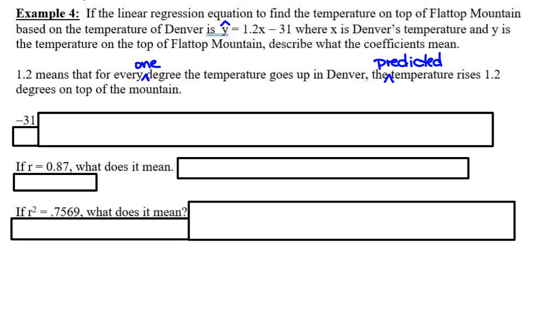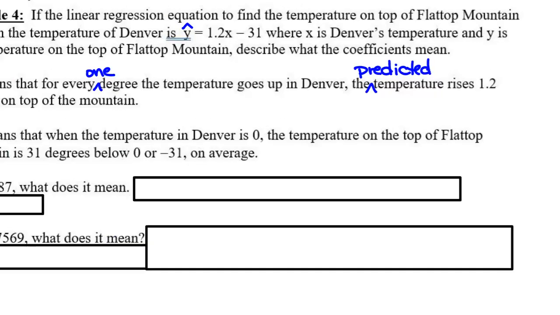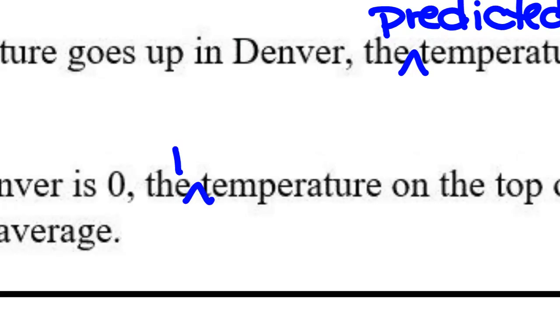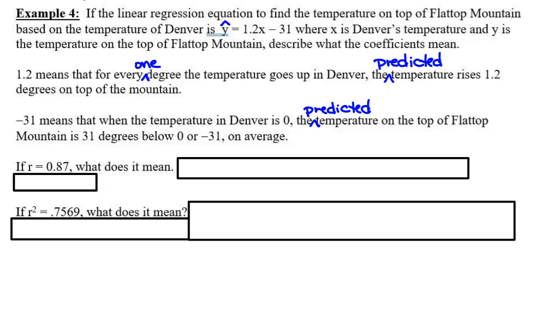Negative 31 means that when the temperature in Denver is 0, the temperature on the top of Flat Top Mountain is 31 degrees below, or negative 31, on average. I would still put the word predicted in here, but that on average kind of takes care of that piece. We're not saying it's exactly this. We're saying it's about this. So I would still put in predicted here.